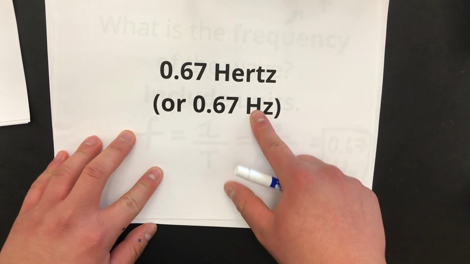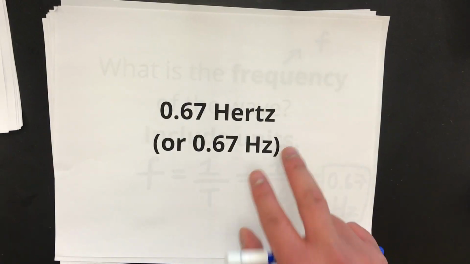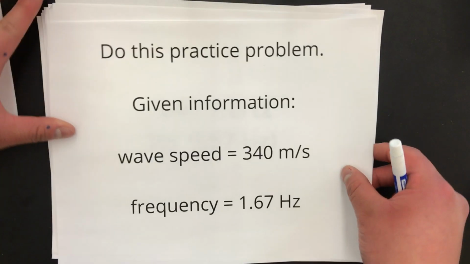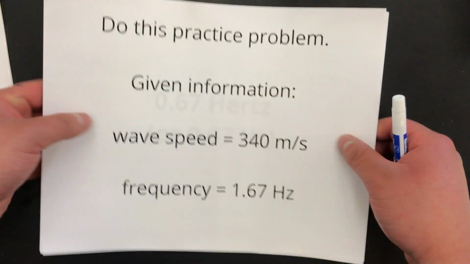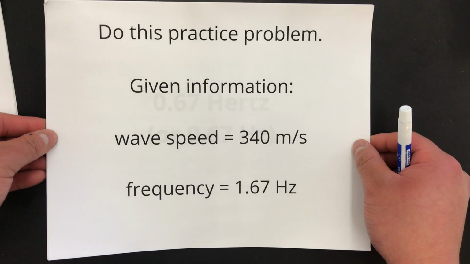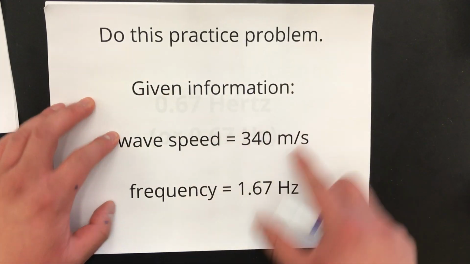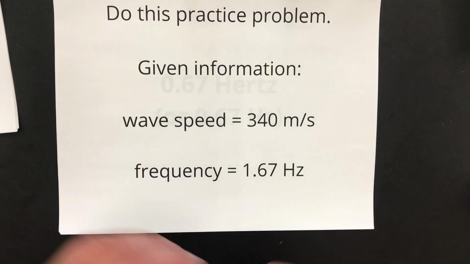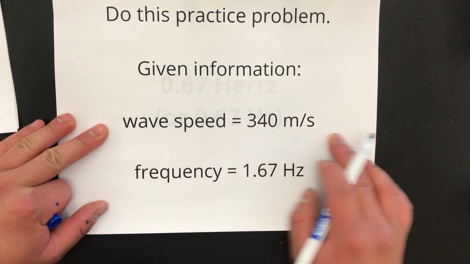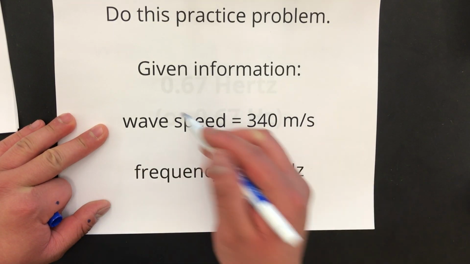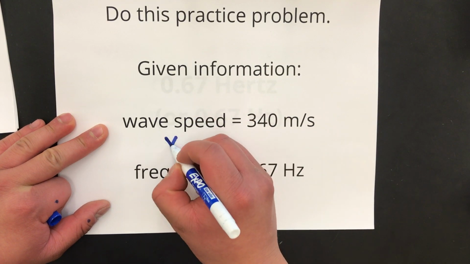Okay. Next question. I know this video is getting kind of long, but a lot of you said that it's really helpful, so thank you for your patience and for doing this Edpuzzle. So let's do this practice problem. You have the wave speed given to you, 340 meters per second. That's how fast your wave is going. That's why it's called wave speed. Remember, wave speed is lowercase v.